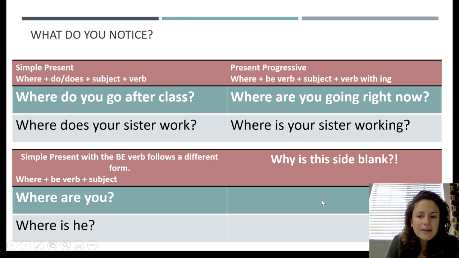Now on the right, it's blank. So remember, on the right side, we're looking at present progressive. We rarely use the be verb in present progressive. That's why this side is blank. We wouldn't make a sentence or a question using the be verb in present progressive. All right.